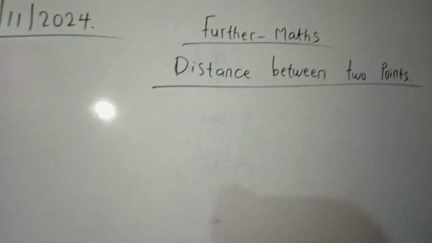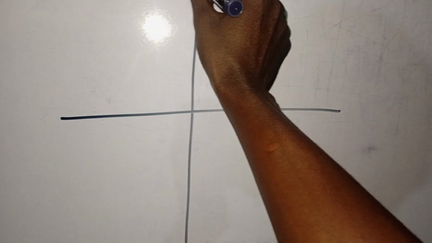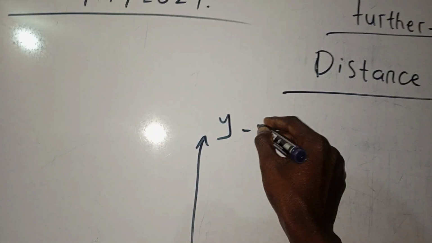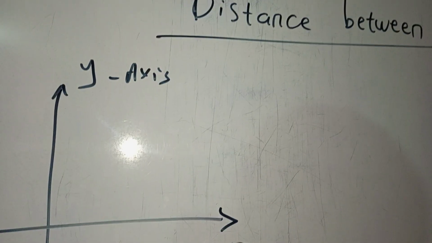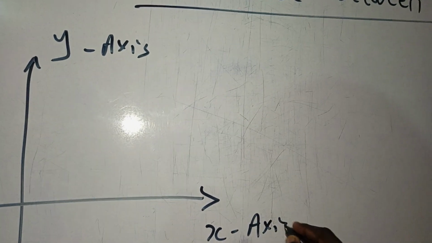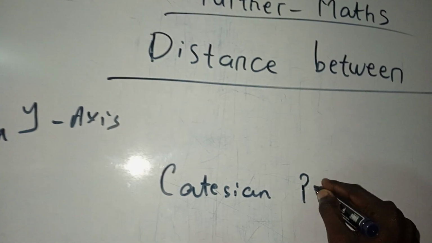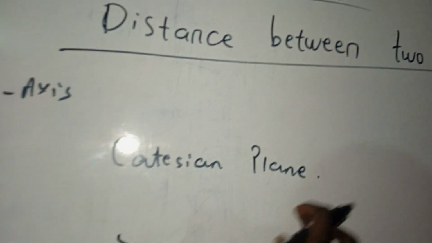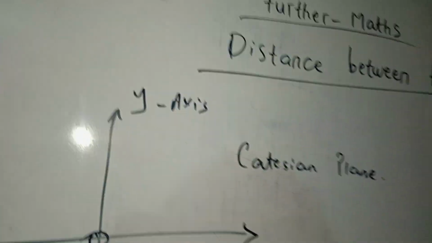Class, I want to teach us how to find the distance between 2 points. Remember, you have a Cartesian plane, you have your y-axis, then you have your x-axis. This is a Cartesian plane. A Cartesian plane is a graph of the x and y axes crossing at the origin 0.